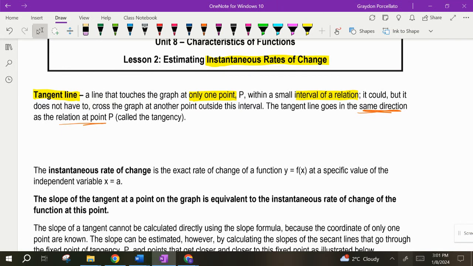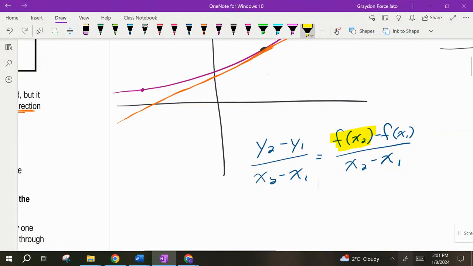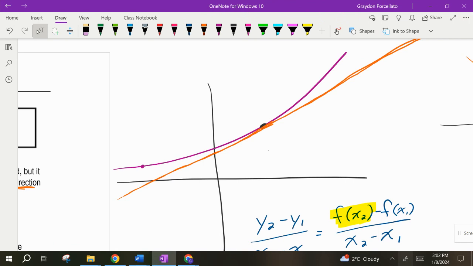So the instantaneous rate of change, which is what we're interested in today, is the exact rate of change of a function at a specific value of the independent variable. So we're looking specifically at a particular x coordinate, and we're trying to determine the instantaneous rate of change there. And in order to do that, what we do is we determine the slope of the tangent. So the tangent line that I drew here, this orange line, if I'm able to determine the slope of this line, that will tell me the slope or the rate of change at that particular point on our function. Okay?